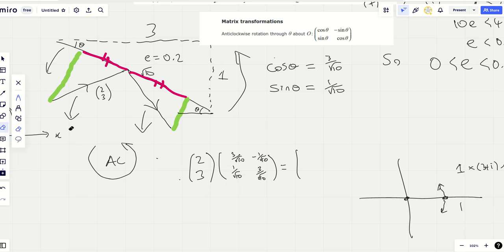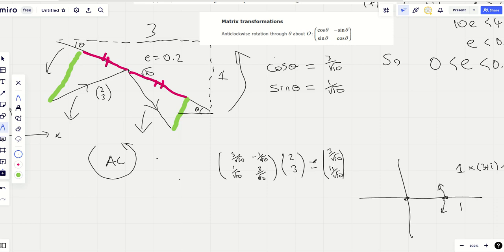Oh, and who can spot the mistake here, eh? Yeah, 2, 3 should go on the other side. That was pathetic. Okay, right. 2, 3 should go over there. Otherwise, it's not possible to multiply it that way round. Okay, that times that plus that times that. We're going to get 6 over root 10 minus 3 over root 10, which is 3 over root 10. And then that times that plus that times that, we get 11 over root 10.